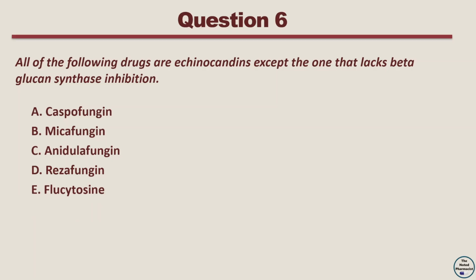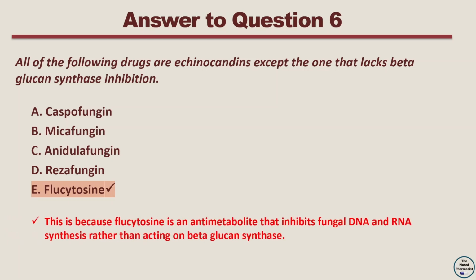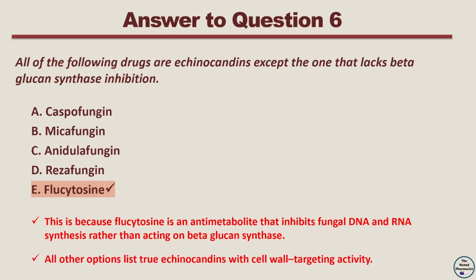The correct answer is option E. Flucytosine. This is because flucytosine is an antimetabolite that inhibits fungal DNA and RNA synthesis rather than acting on beta-glucan synthase. All other options list true echinocandins with cell wall targeting activity.